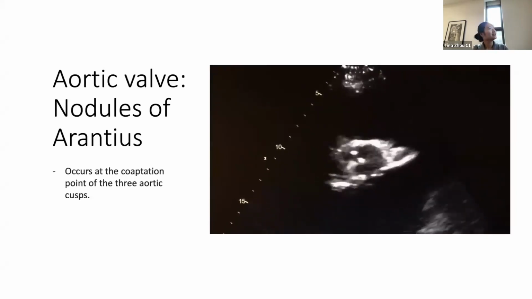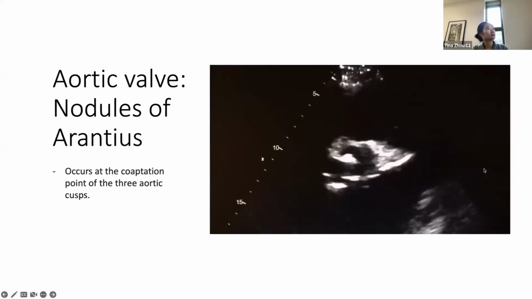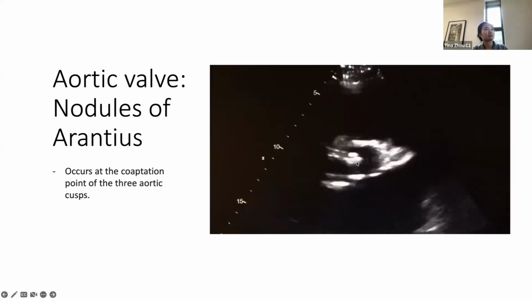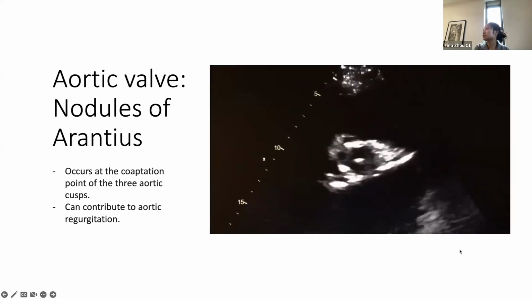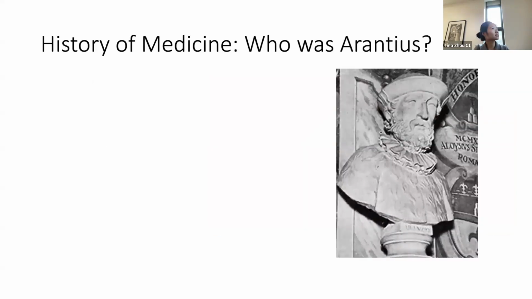It's a great name. It occurs at the coaptation point of the cusps, as you can see in this view. It can actually contribute to aortic regurgitation if they're big enough. So they're not entirely benign.